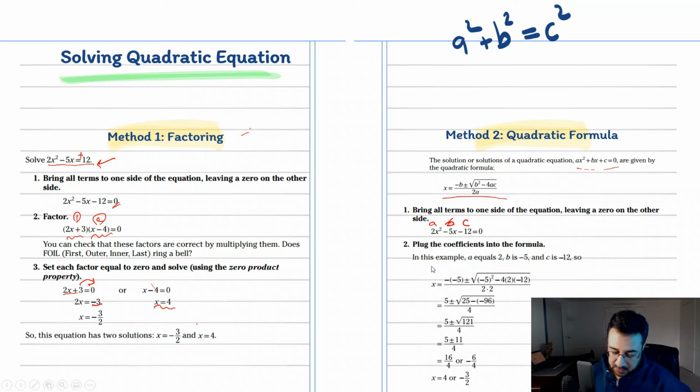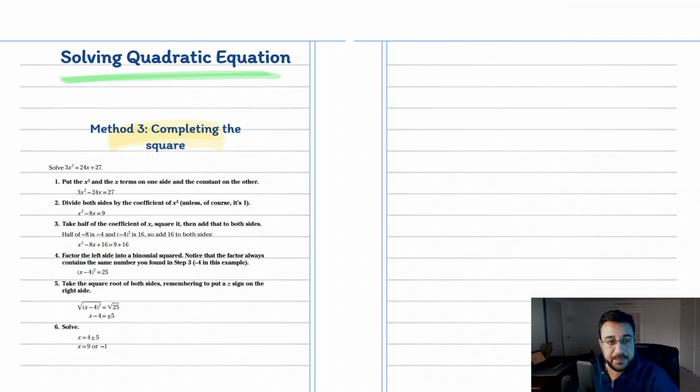Okay, so if you plug in the coefficients, one time we use the plus and one time the minus to get the two solutions. So in this case we have 5 plus or minus 11 over 4. That's either 16 over 4 or minus 6 over 4. So x equals 4 or minus 3 over 2. That's the solution for your equation using the quadratic formula.